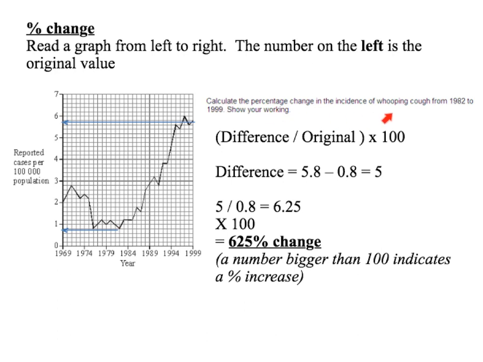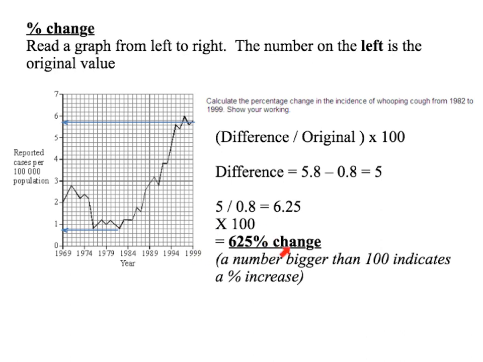So we want to work out the percentage change between 1982 and 1999. So let's look at 1982. Read up from 1982, read across, gives us a value of 0.8. 1999. Read up from 1999, read across gives you a value of 5.8. So the difference is 5.8 minus 0.8, which gives us a value of 5. Divide by the original value. As I said, the original value is the one that's most to the left on the graph. So this is more to the left than this one. So this is the original value. 5 divided by 0.8 is 6.25. Times by 100 is 625%.